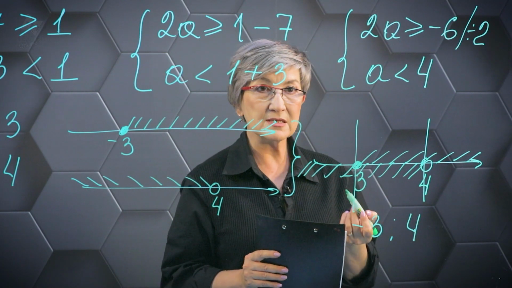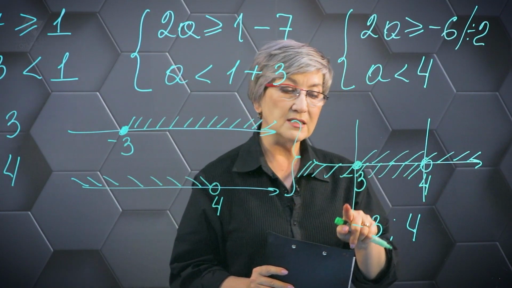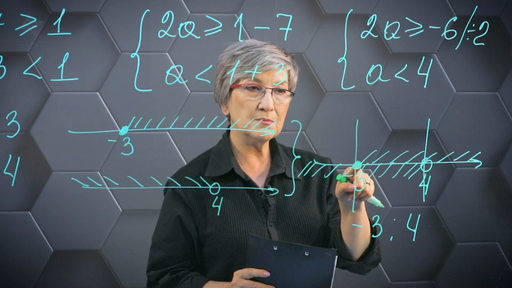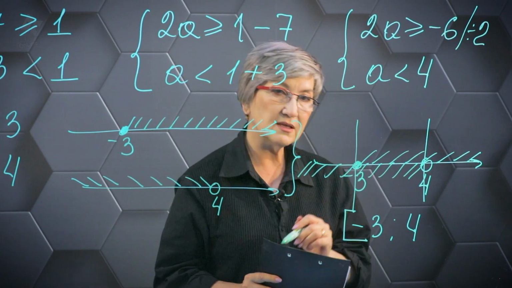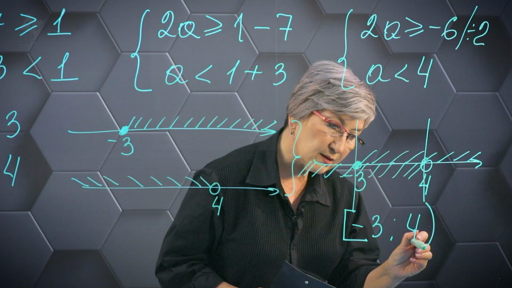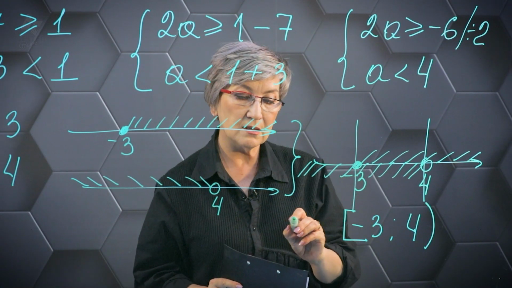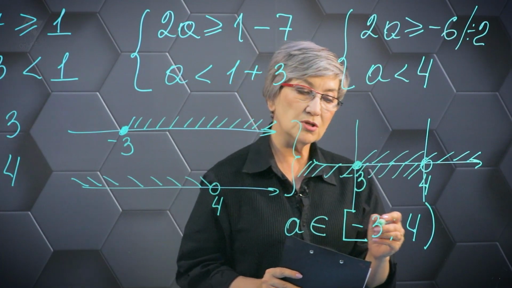To accurately write the interval, we proceed from left to right. And now we place the brackets. If the point with the coordinate minus 3 is filled in, then the bracket is square. Right? If the point is empty, then the bracket is round. I'd like to note that we worked with variable a. I'll write it down. a is in the interval from -3 to 4.